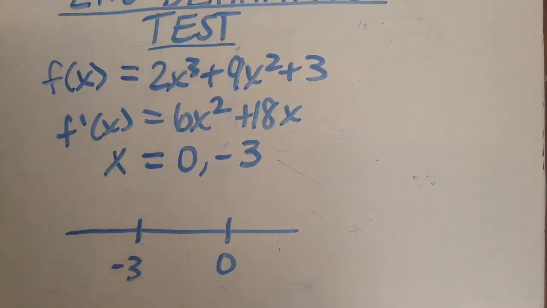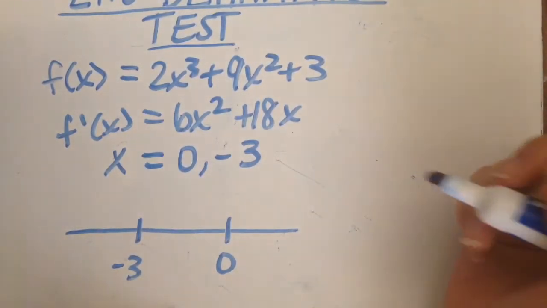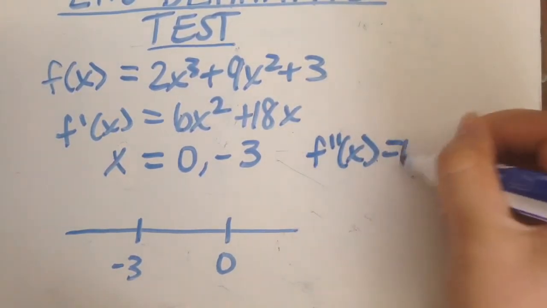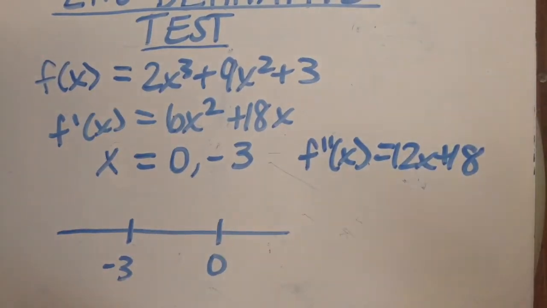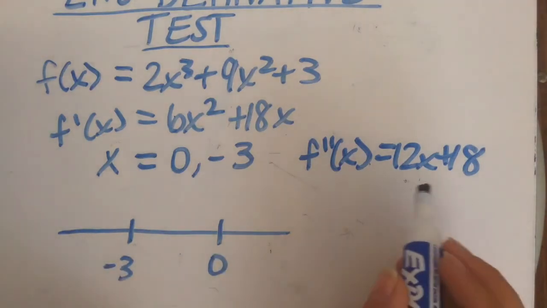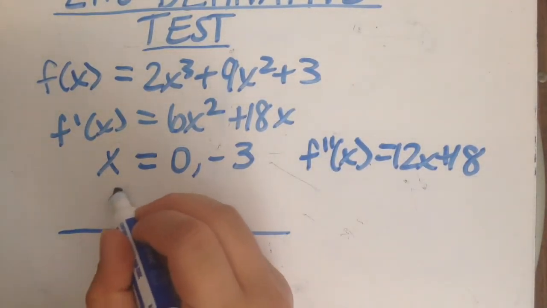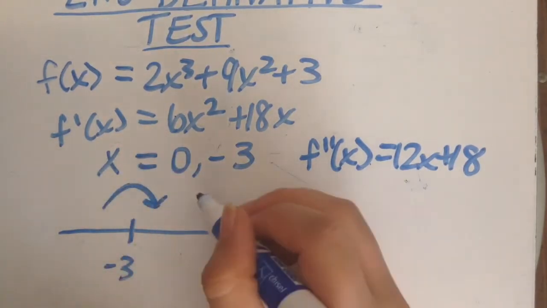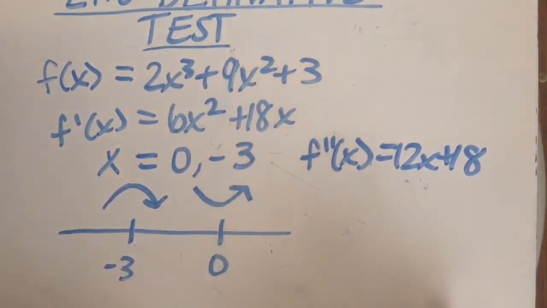So if we plug in negative 3, well, first we have to find f double prime of x. So we can find it really quickly. Plus 18. Okay, and so now we have to plug in negative 3 into this. So if we plug in negative 3, we get negative 18. So since this is a negative number, it is concave downward. And if we plug in 0, we get positive 18. So it is concave upward.